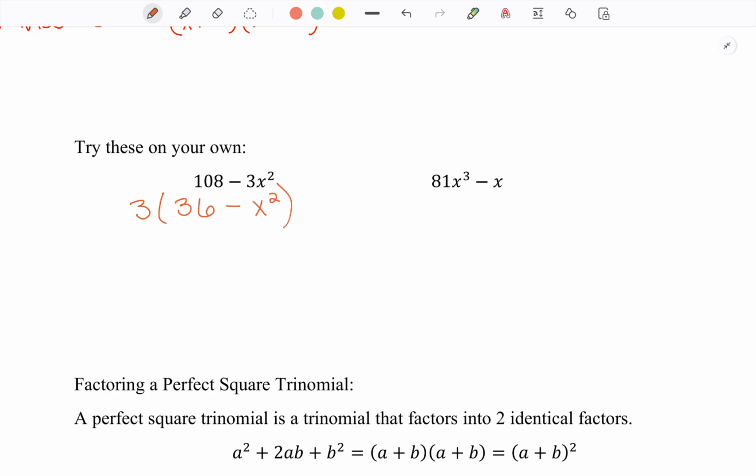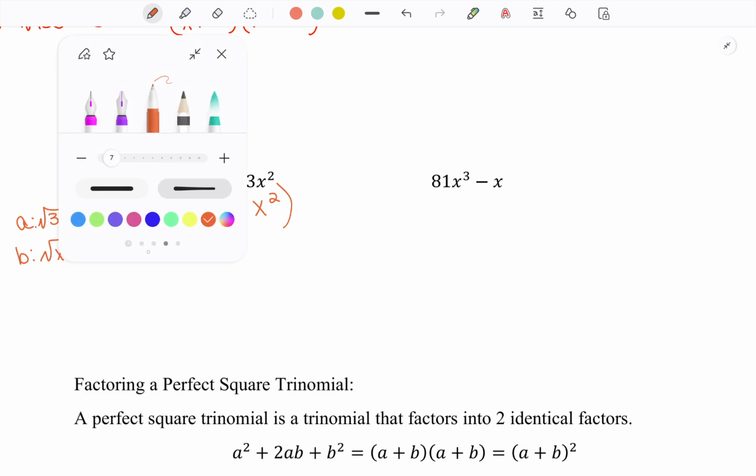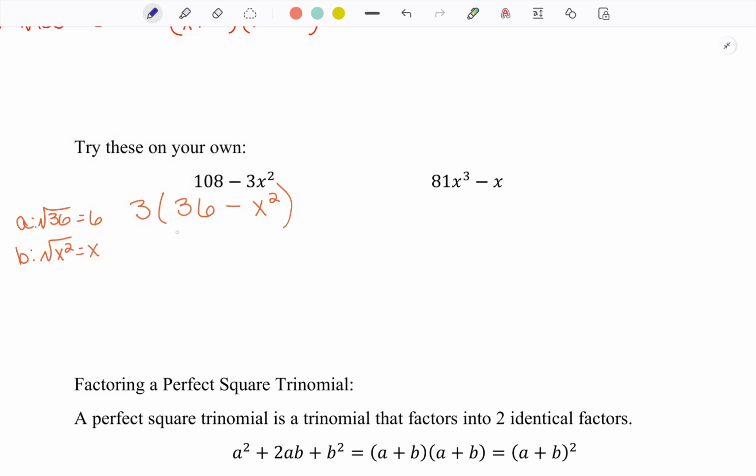And 36 and x squared are perfect squares. So for our a term, we're going to have the square root of 36, which is 6. And then for our b term, we'll have the square root of x squared, which is x. So then we will have that 3, and then in parentheses, we will have 6 plus x, and then 6 minus x. Make sure that you do keep your a and b in order.